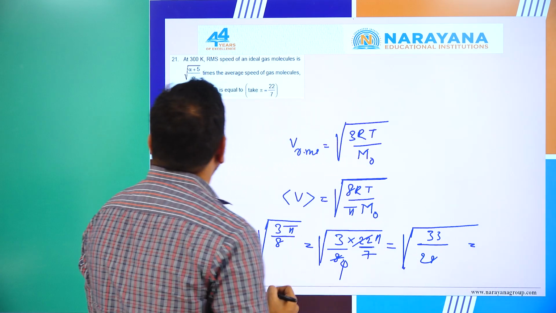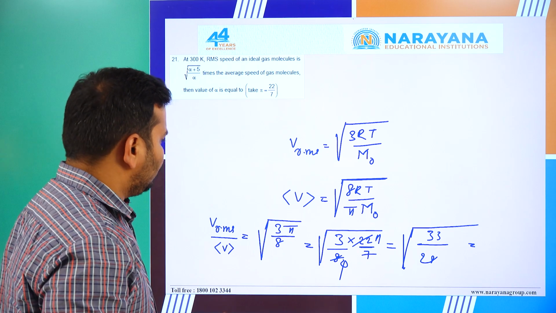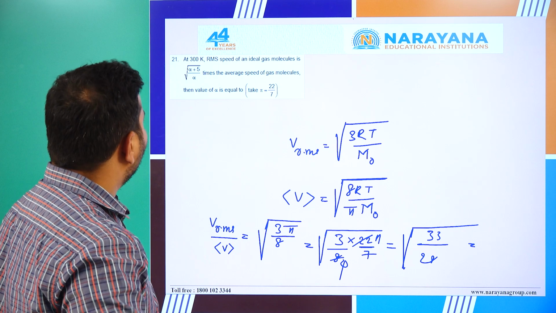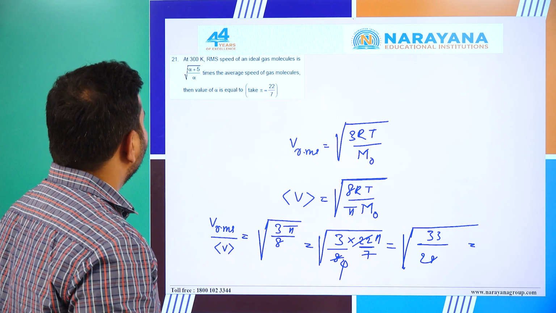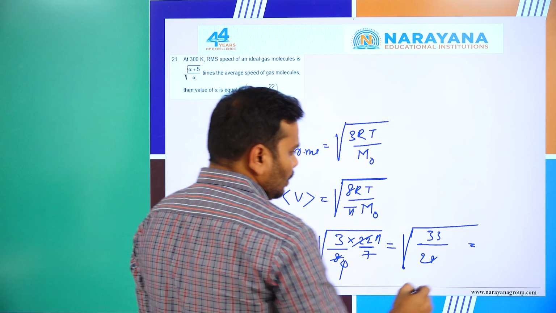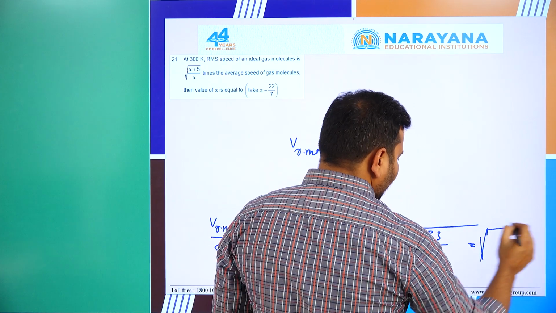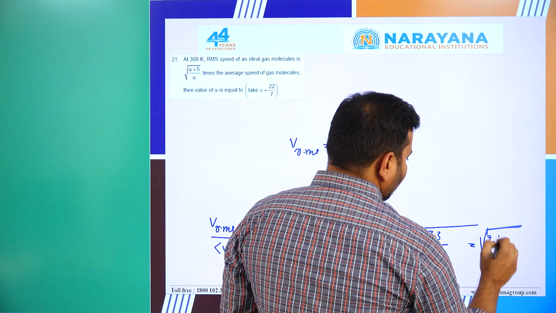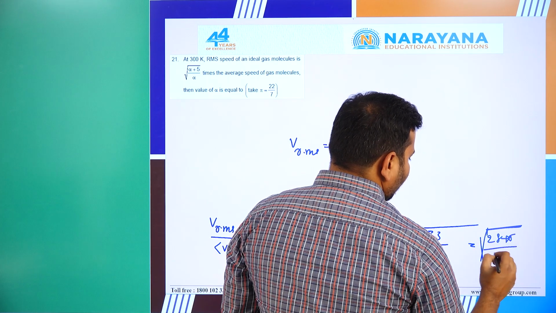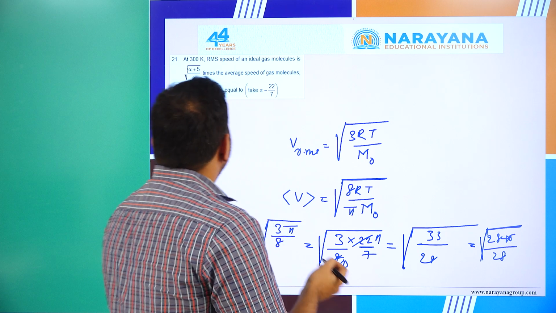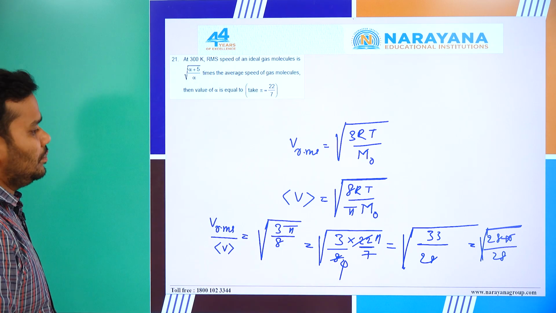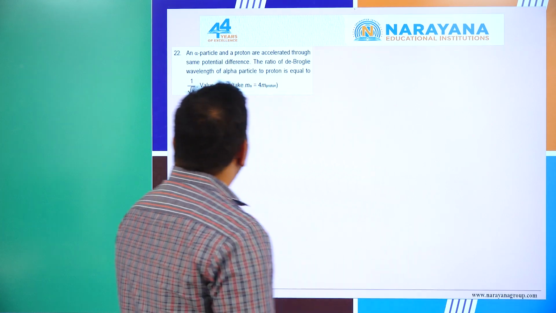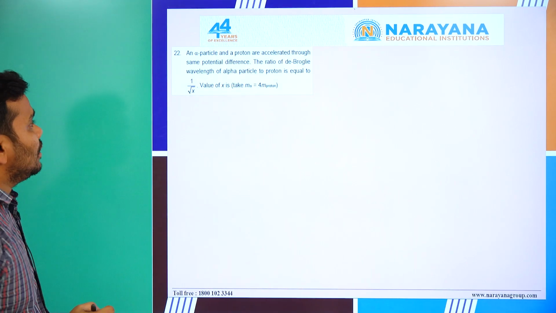So this will be under root; you can write the 33 as 28 plus 5, divided by 28. So now the answer will be 28. Okay, right. So next I will go for another question.